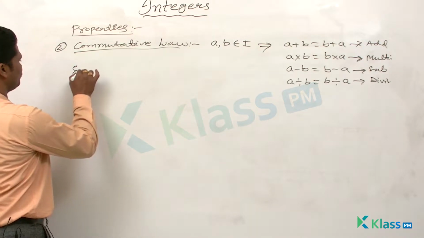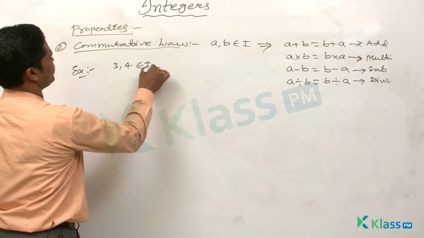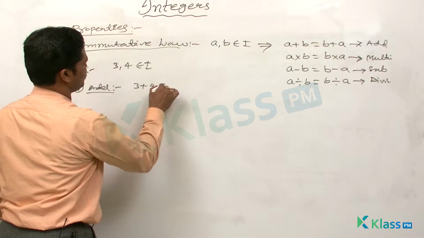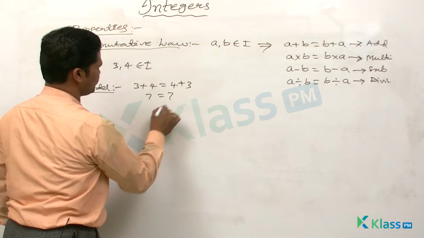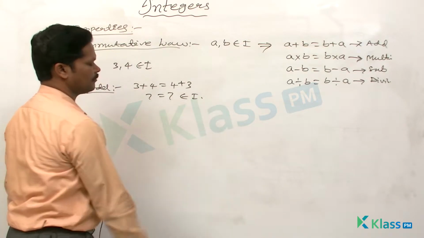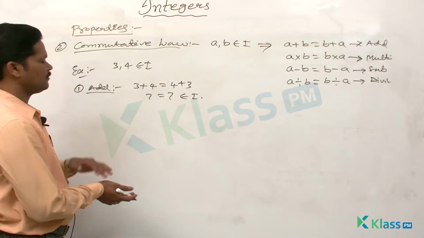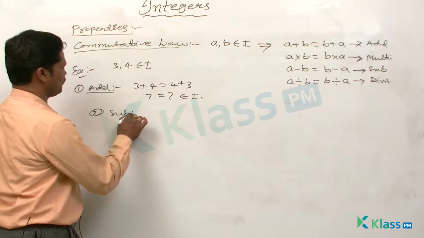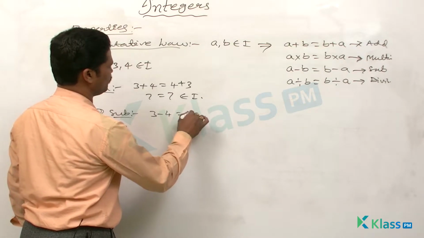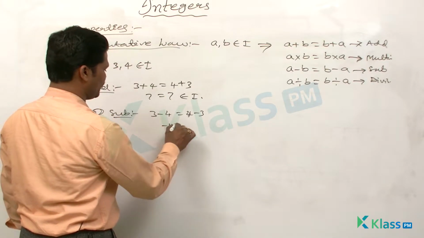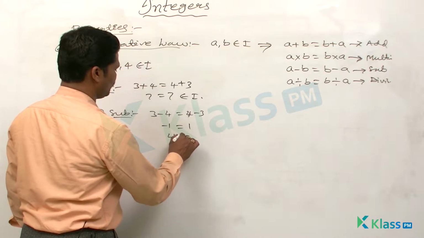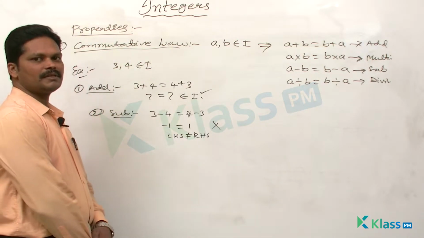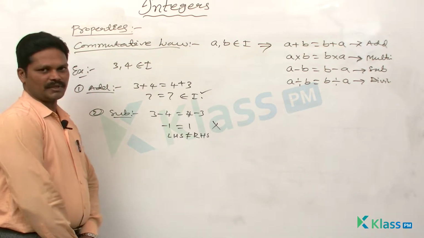I am giving one example. 3 and 4 belong to integers. First one, for addition I am taking 3 plus 4 is equal to 4 plus 3, 7 is equal to 7, so it is right, both the values are the same, so for addition the commutative property is satisfied. And coming to the second one, subtraction, 3 minus 4 is equal to 4 minus 3, here minus 1 is equal to 1, so both are not equal, so it is wrong. The commutative property is satisfied by addition but not by subtraction.